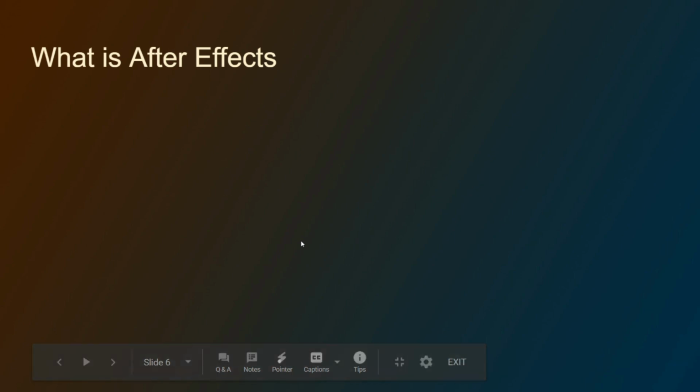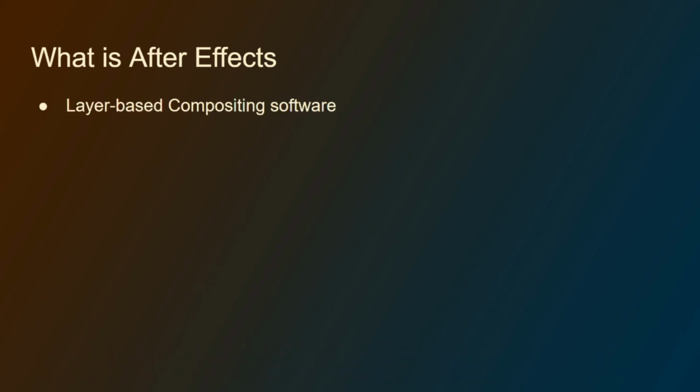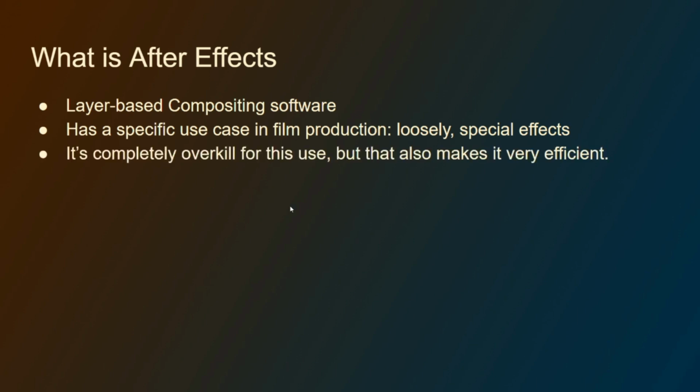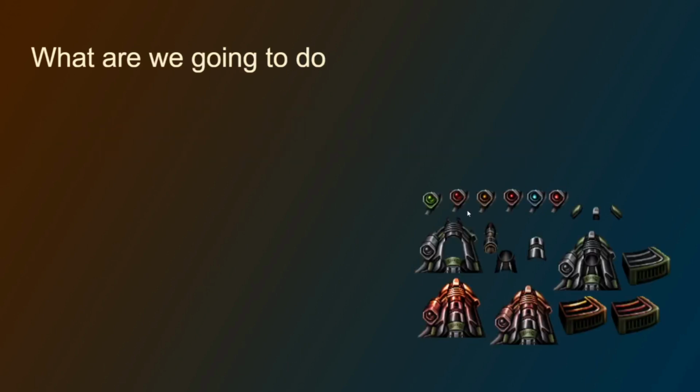Okay. So what is After Effects? It is a layer-based compositing software. What that means is not something you need to worry about right now. I'll touch on that when we get in the actual program. But essentially, the notion is that you're making special effects for particular clips in film. So it's when you add in like the little glowy hologram thing floating above the wristwatch of Tony Stark or something along those lines. That's the kind of thing it does. It is completely overkill for this use, as I said earlier, but it makes it very efficient and actually opens up a couple of really interesting opportunities.